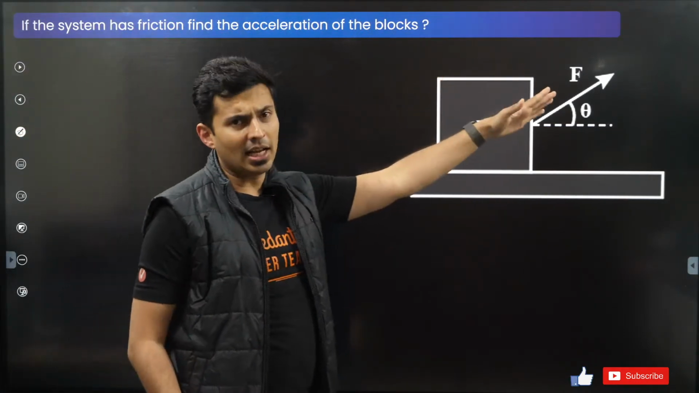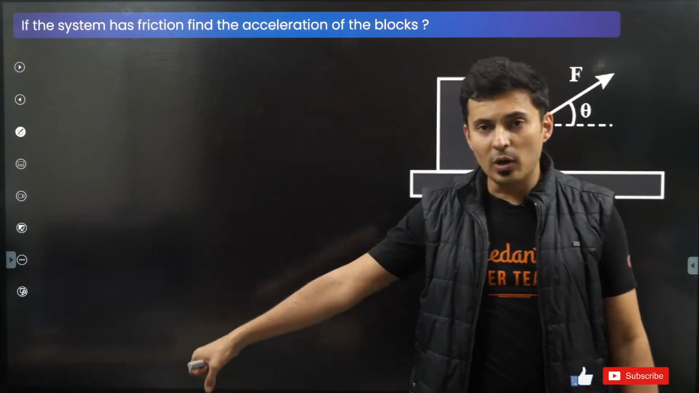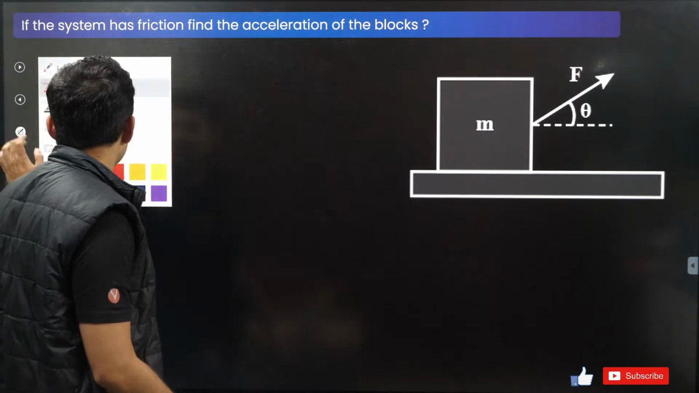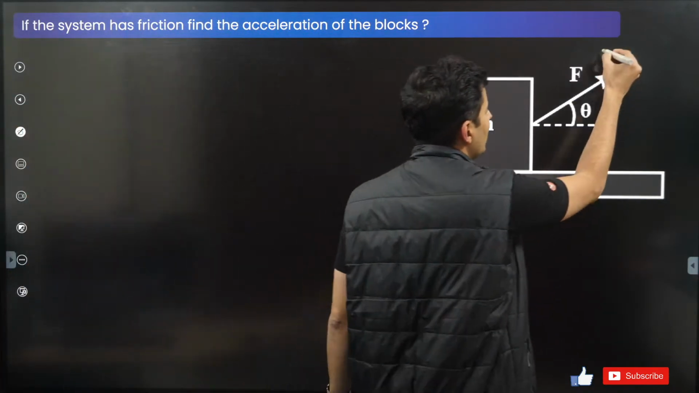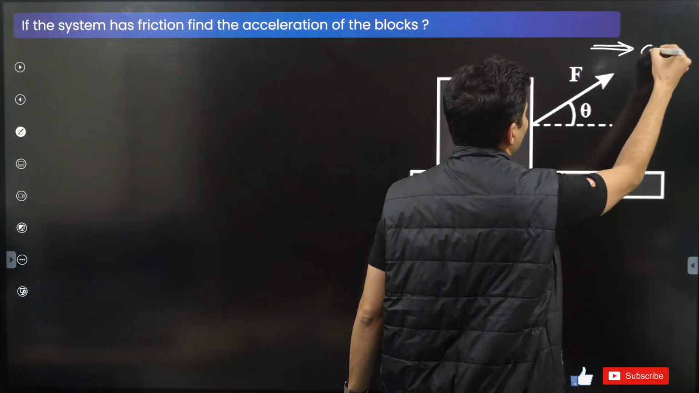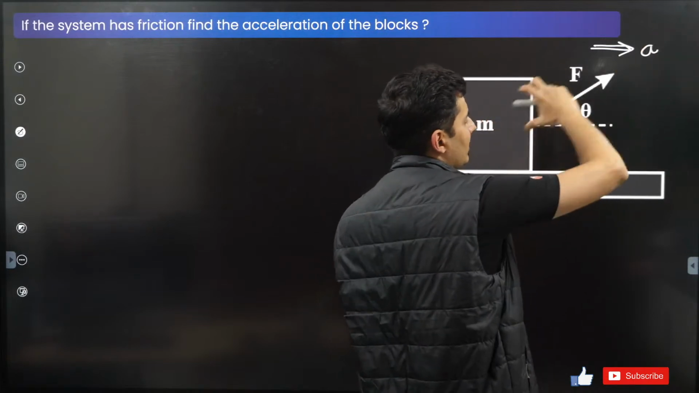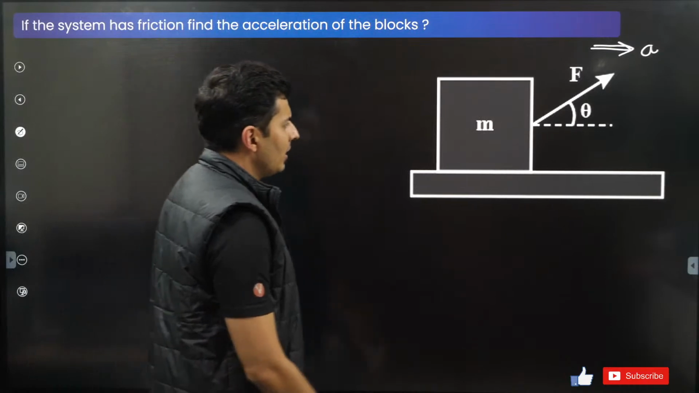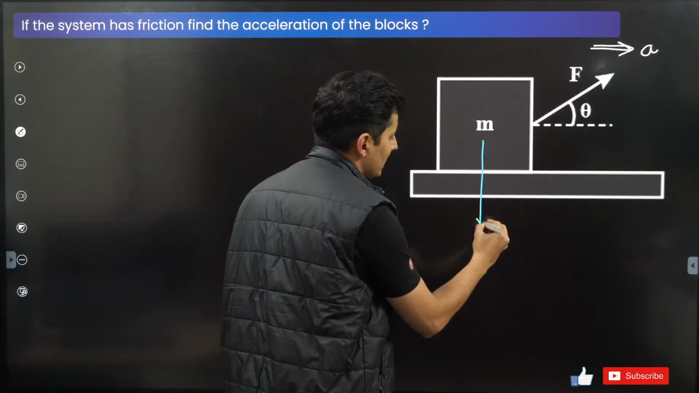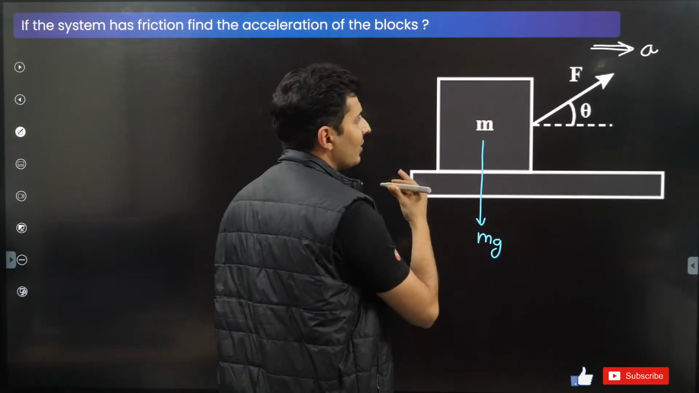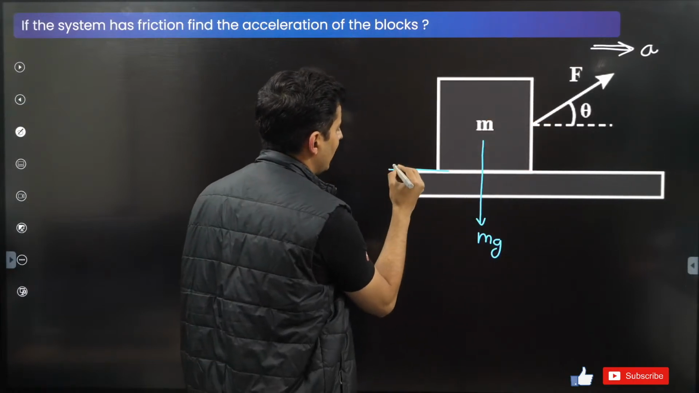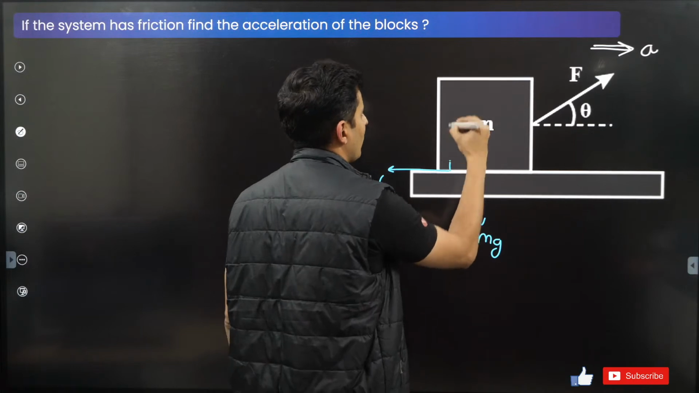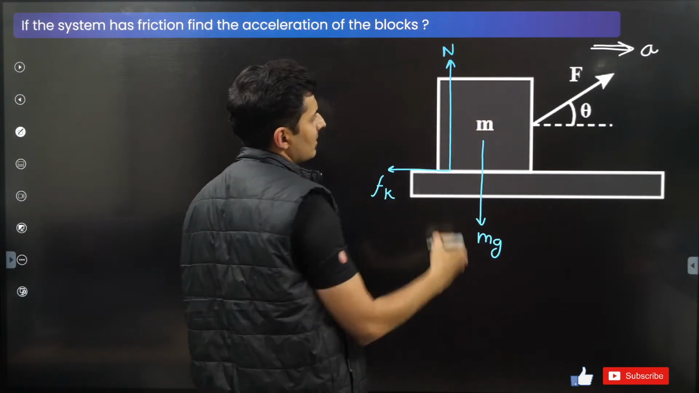A force is acting at an angle. It's like holding a trolley or pulling a bag like this at an angle. The body starts accelerating. The question is, what is the acceleration? That's what we need to find out. So obviously it will accelerate this way because you're pulling it this way. So what are the different forces acting on the body? One is obviously its own weight. Because it is moving that way, friction will act this way and it will be kinetic in nature. Normal from below, it will act like this.